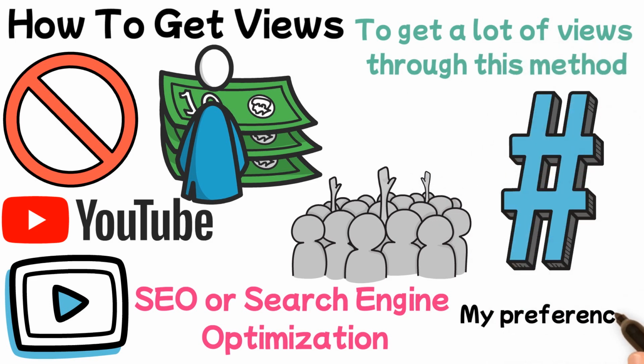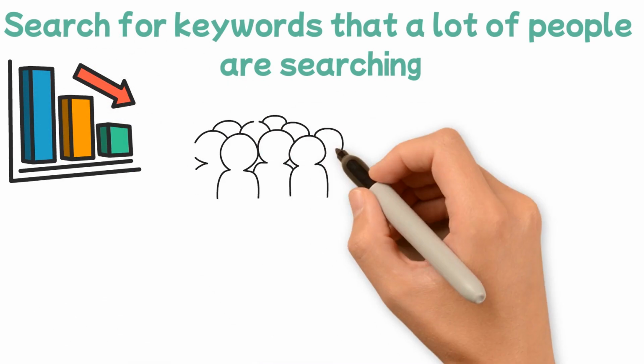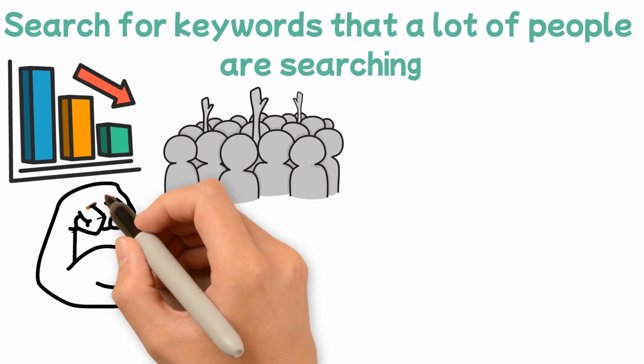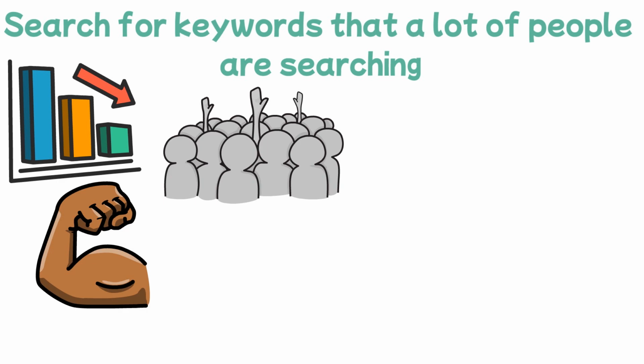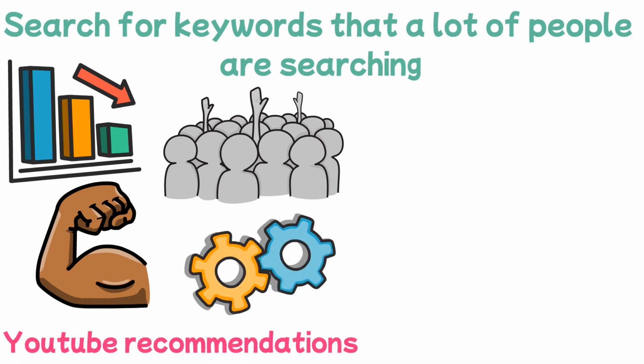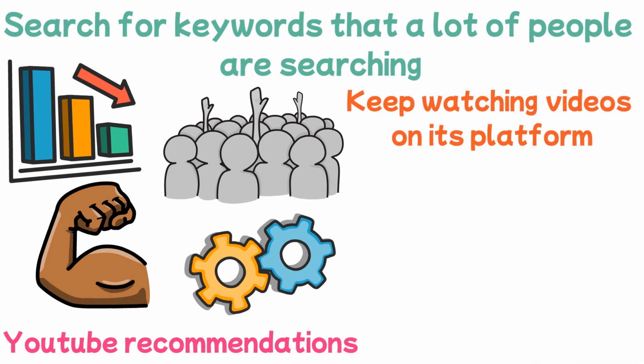To get a lot of views through this method, you need to optimize your title and description so it contains keywords that a lot of people are searching for. There are external tools that can help with this. My preference is vidIQ. You can use it to search for keywords that a lot of people are searching for, but still have low competition, which means it's more likely for your videos to show up on top when people search for these keywords. However, the most powerful method to get views is through YouTube recommendations.